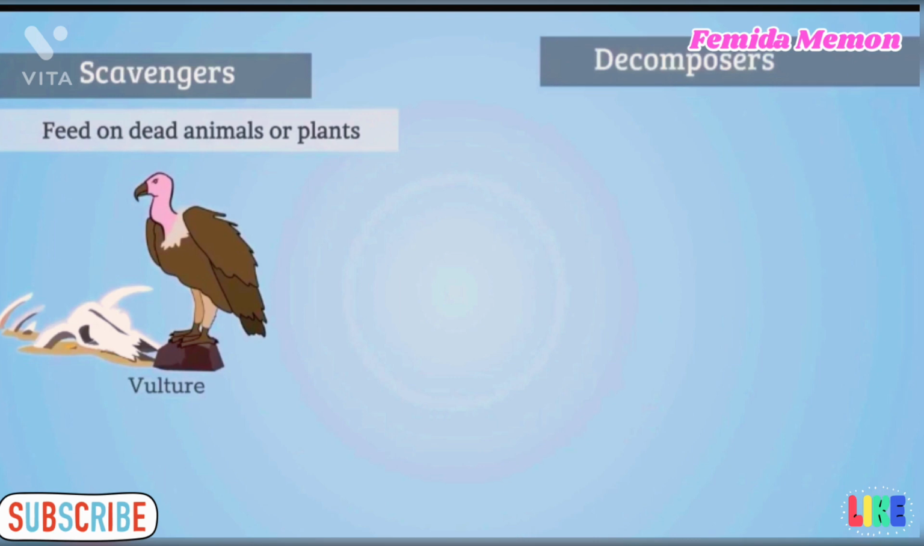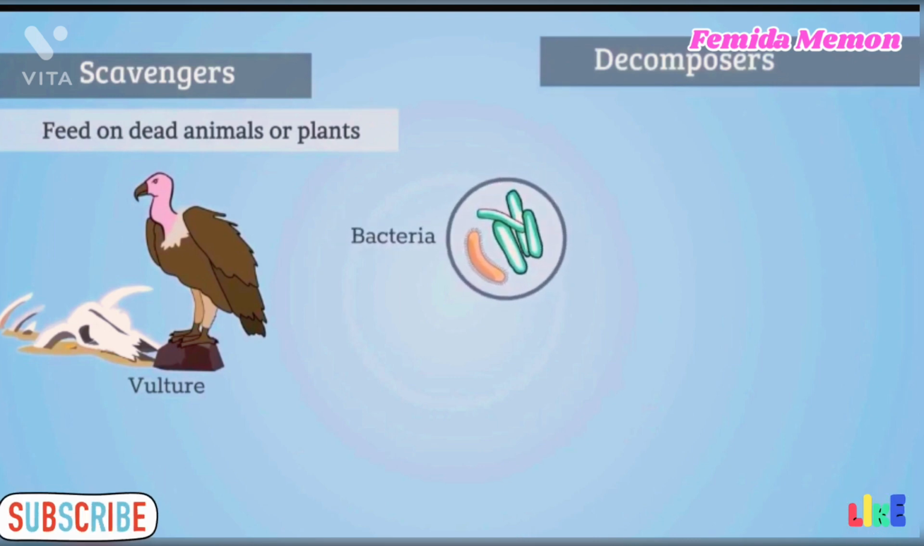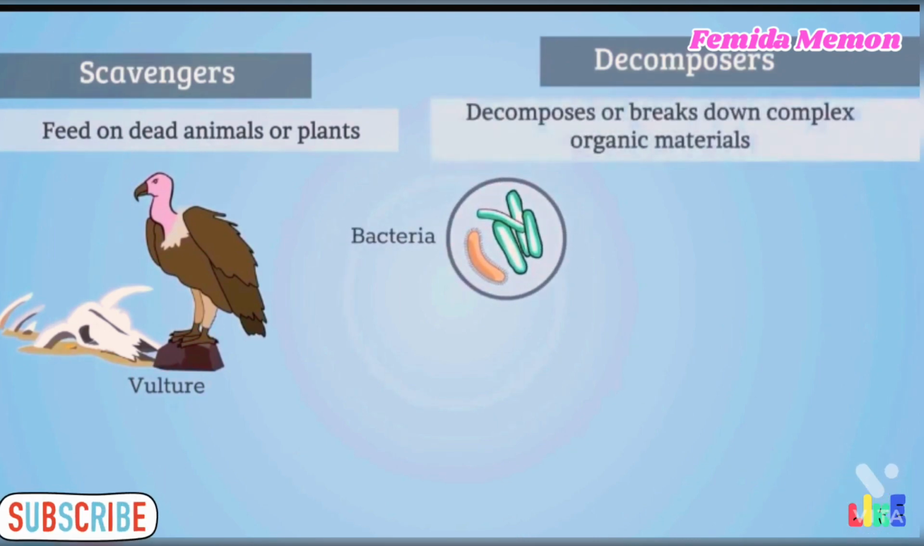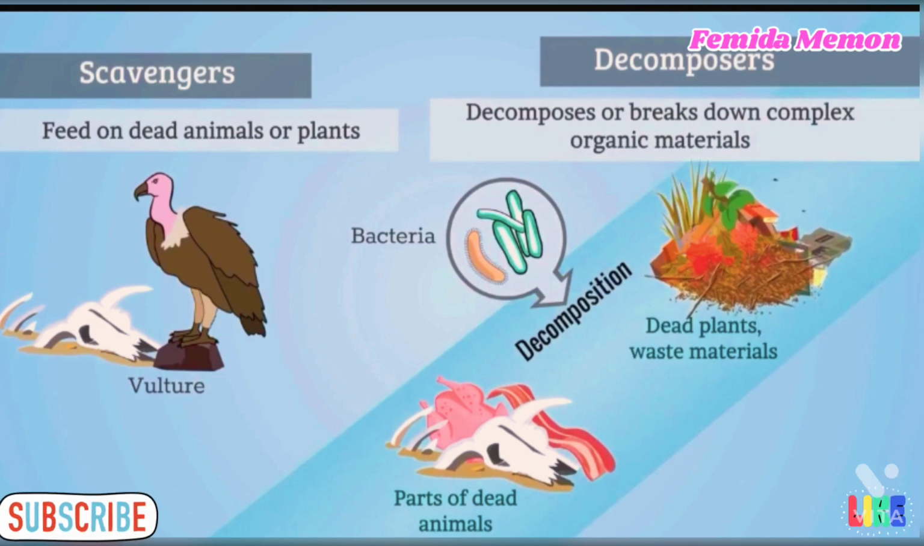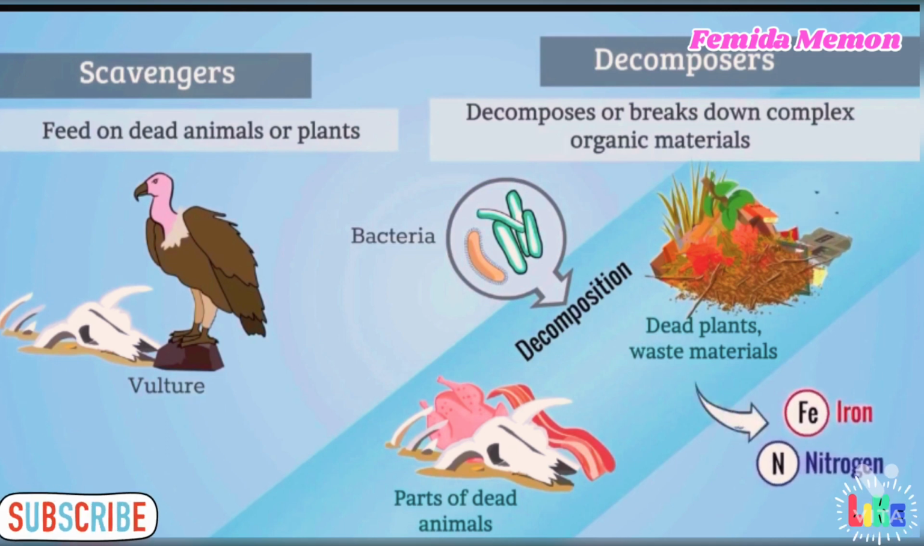Decomposers are organisms such as bacteria which decompose or break down complex organic materials such as dead parts of animals and plants, waste materials, etc. into simple inorganic substances such as iron, nitrogen. These materials go into the soil and become available for plants as nutrients.